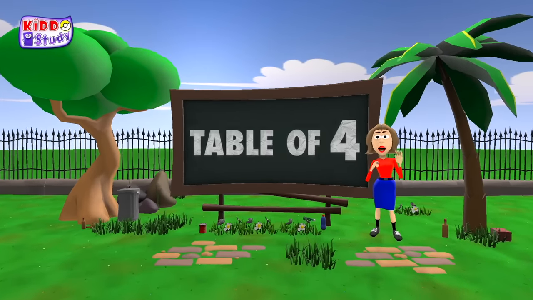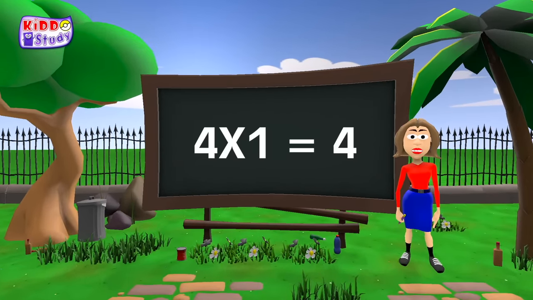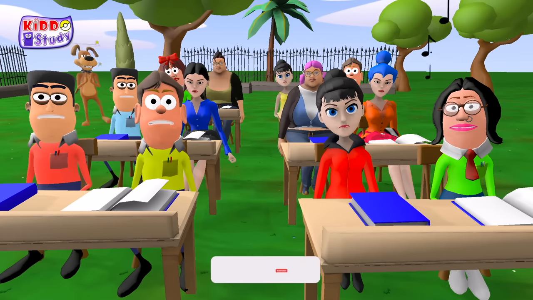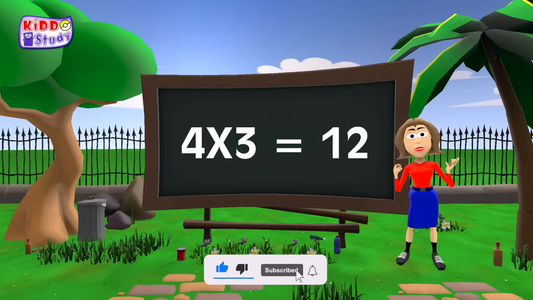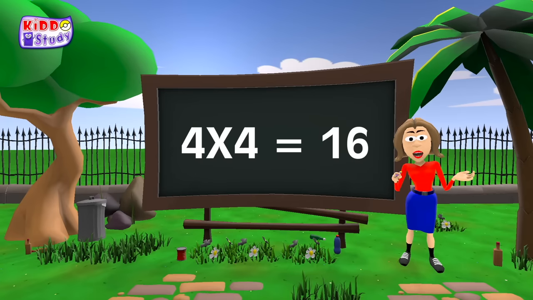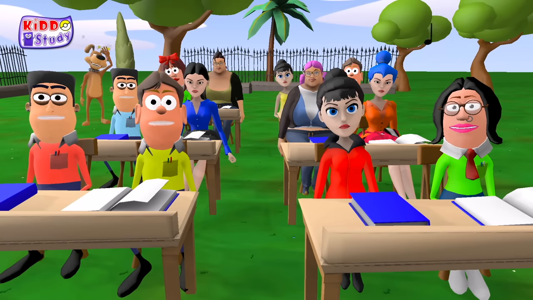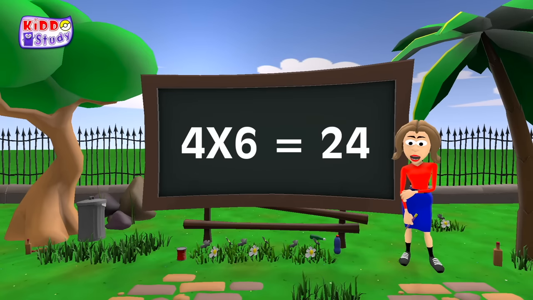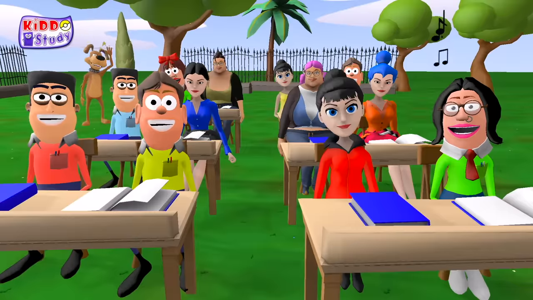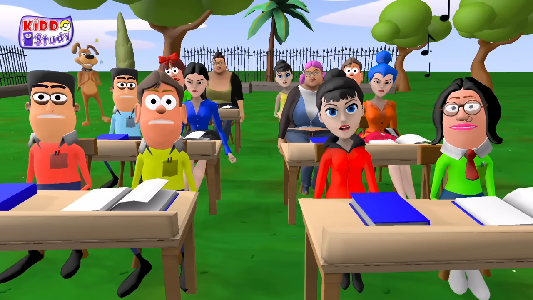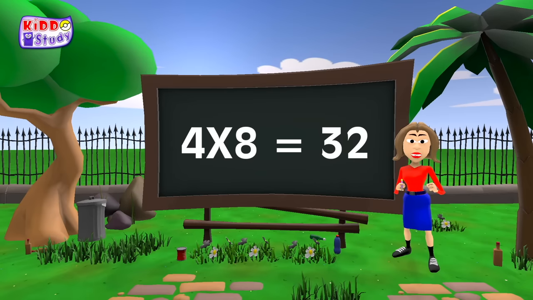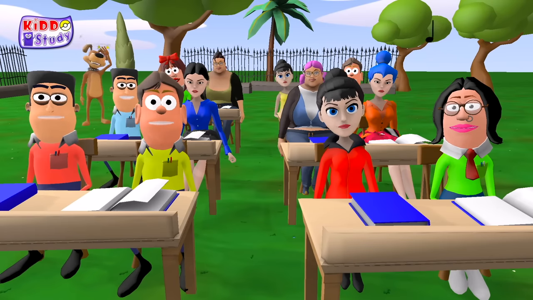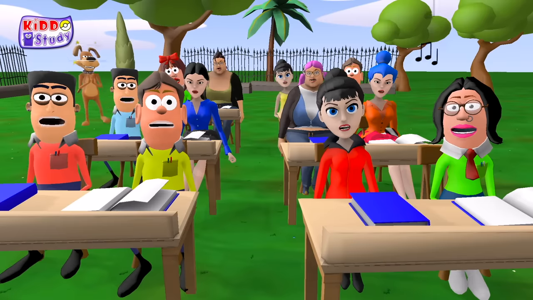Hello children, let's learn table of four. Four ones are four, four twos are eight, four threes are 12, four fours are 16, four fives are 20, four sixes are 24, four sevens are 28, four eights are 32, four nines are 36, four tens are 40.